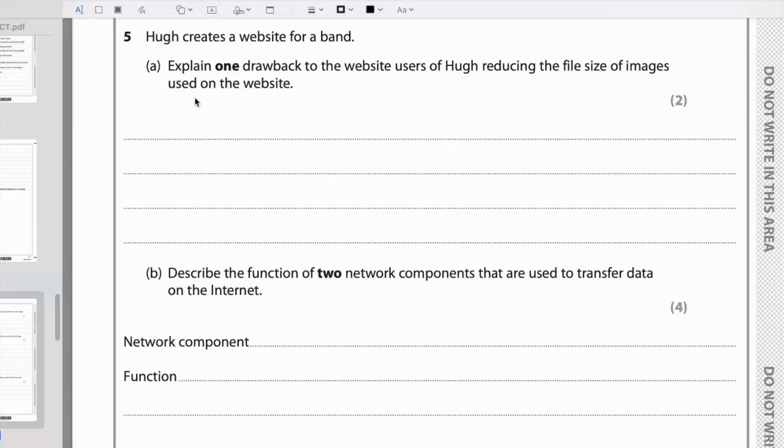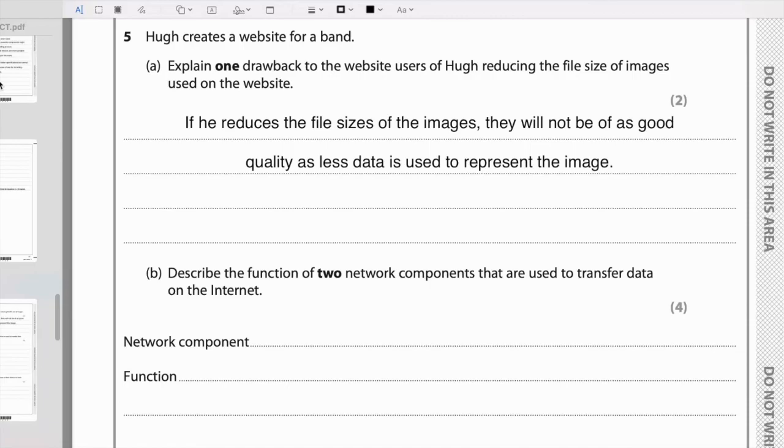Explain one drawback to the website user of Hugh reducing the file size of images used on the website. Well, if he reduces the file size of images on the website, then they're not going to be as good quality. They're not going to be as interesting. So if he reduces the file sizes of the images, they will not be of as good quality as less data is used to represent the image.